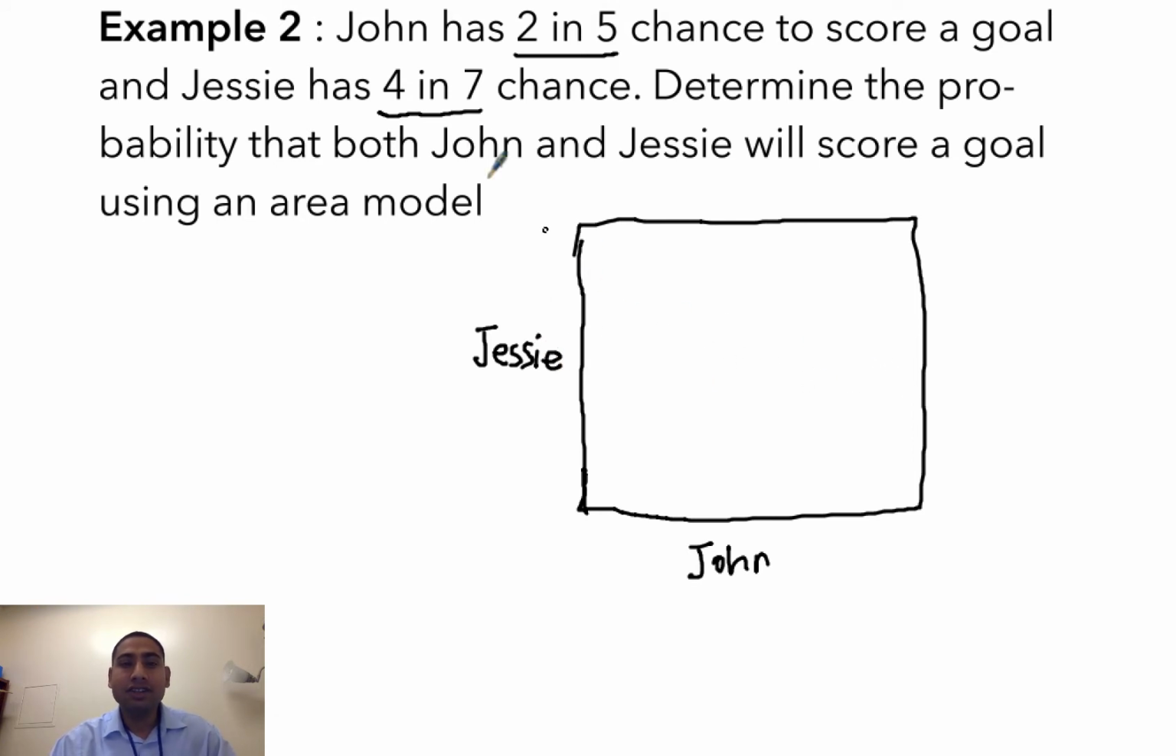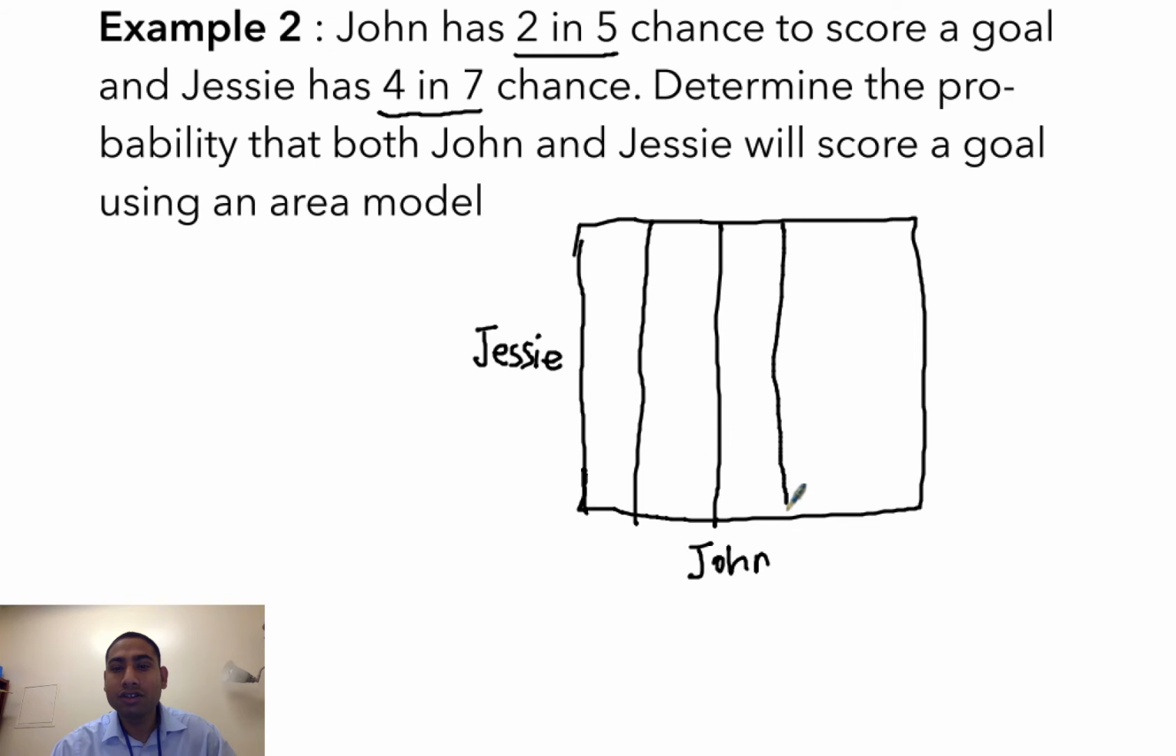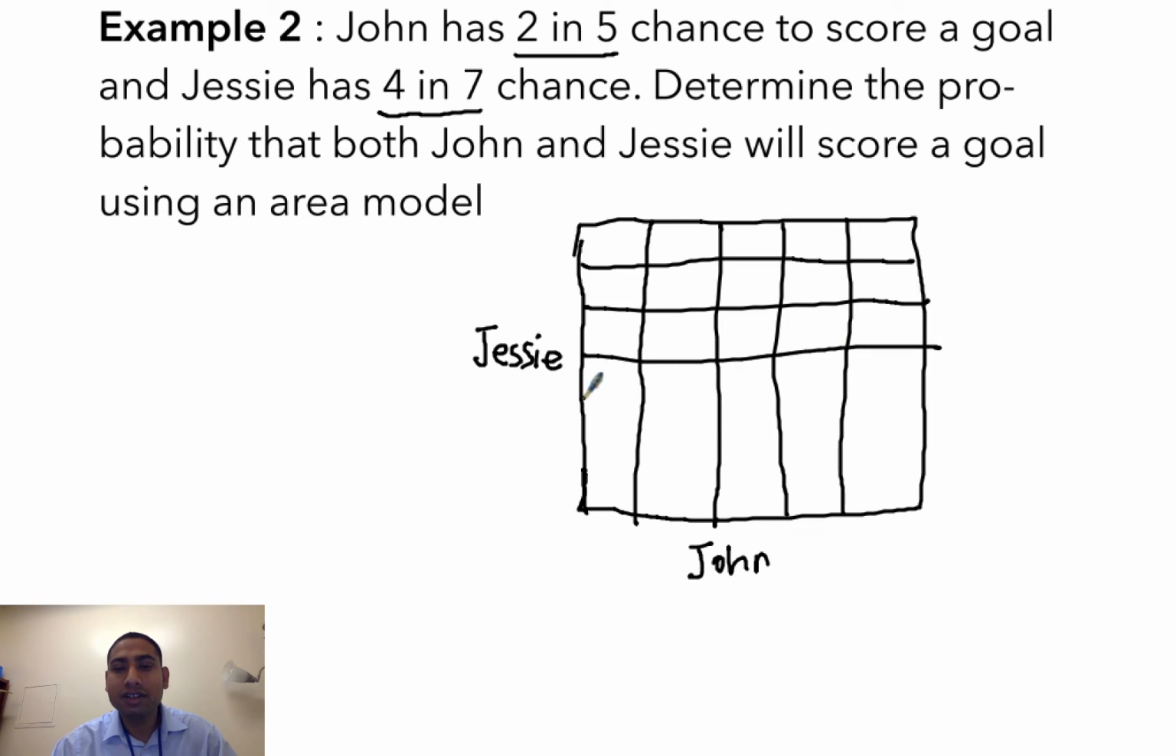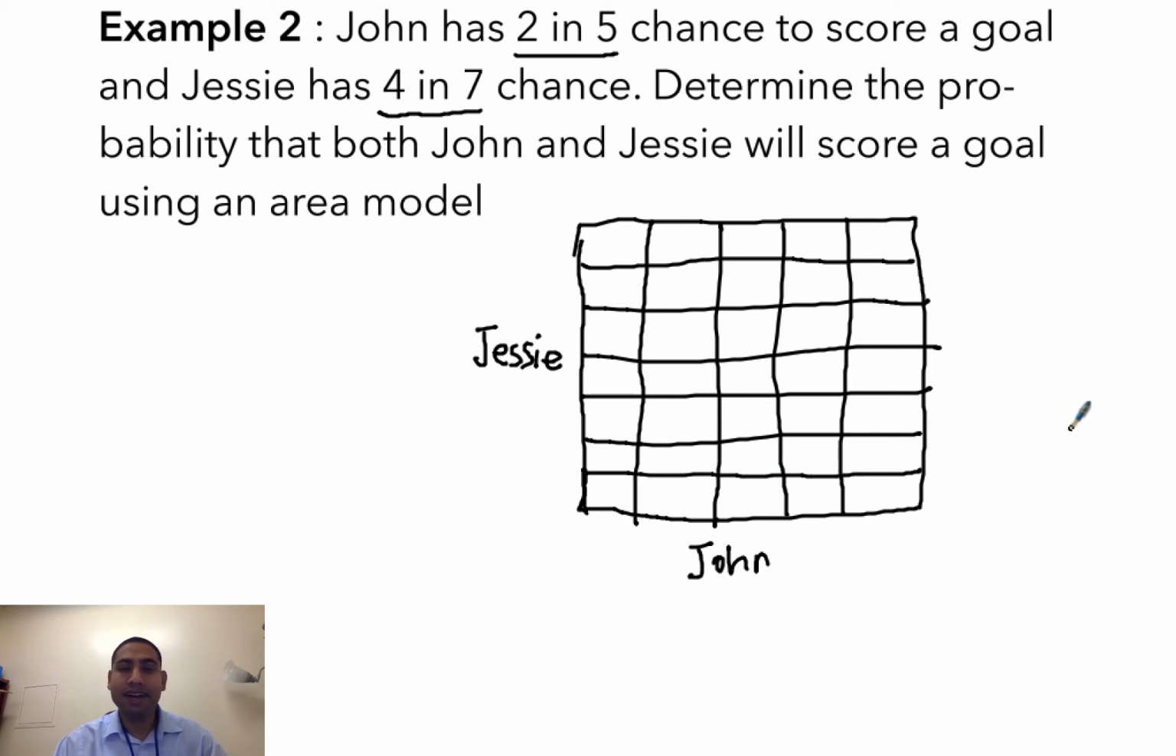and this side for Jesse. All right, so now for John, he has 2 in 5 tens, so out of 5 possible outcomes, he's going to score a goal in 2 of those 5 possible outcomes. So I'm going to divide this into 5 parts for John. So 1, 2, 3, 4, and 5. For Jesse, it's 4 in 7 tens, so I'm going to have to divide this into 7 different parts. So 1, 2, 3, 4, 5, 6, and 7.